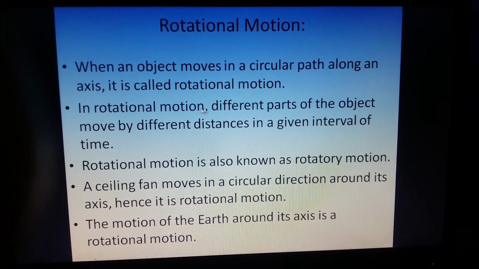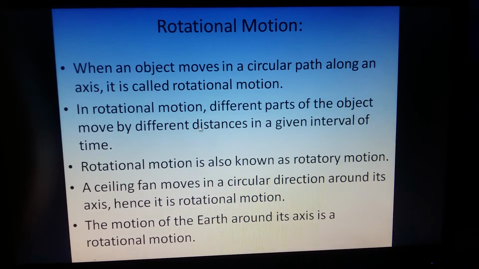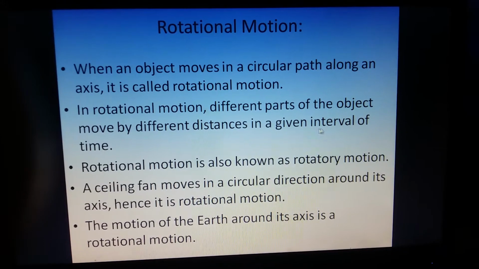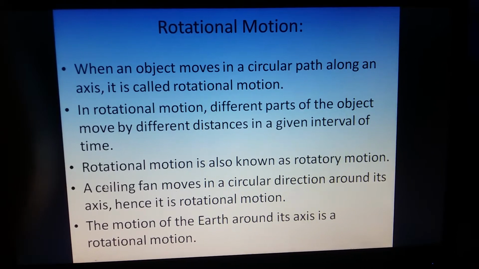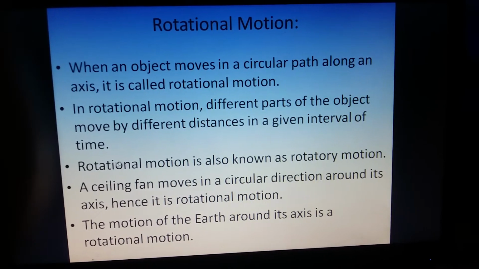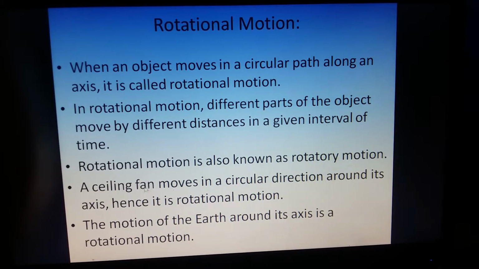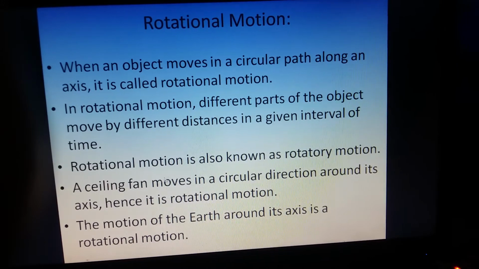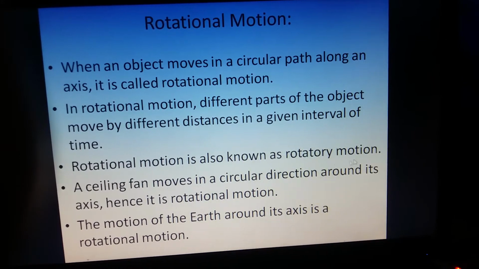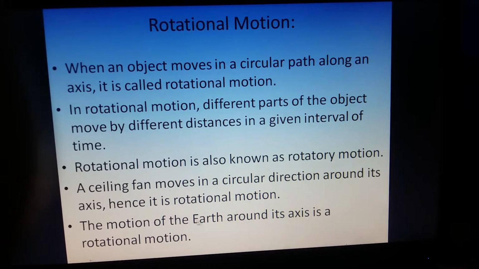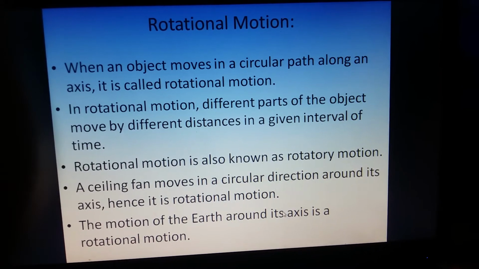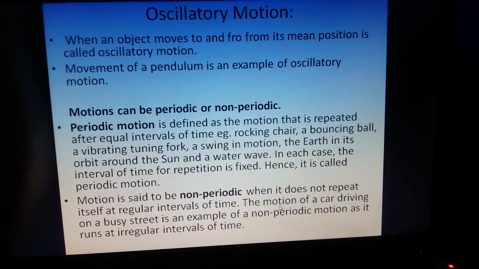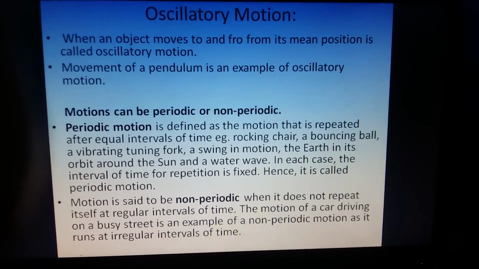In rotational motion, different parts of the object move by different distances in a given interval of time. You can see that all the parts of a fan travel different distances in a given interval of time. This motion is also known as rotatory motion. Another example is the motion of earth along its axis. This is rotational motion.